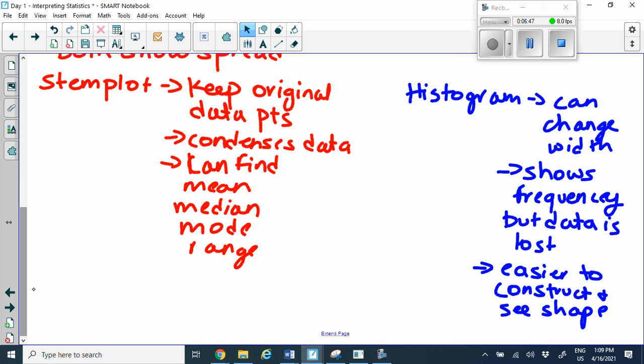Okay, in our next video, we're going to be talking about box plots. So make sure you watch that, and we'll talk about all the information with those stats.